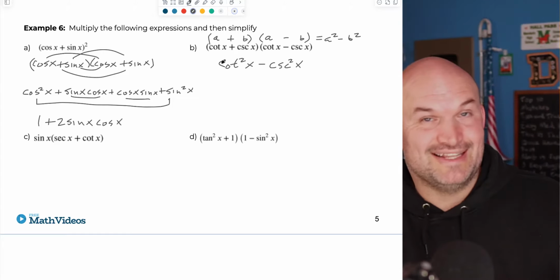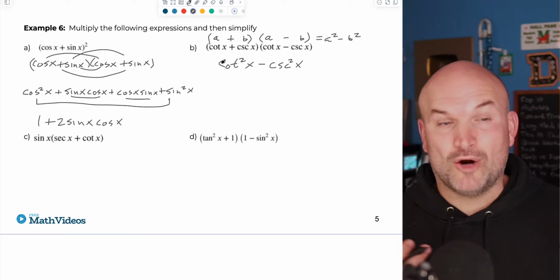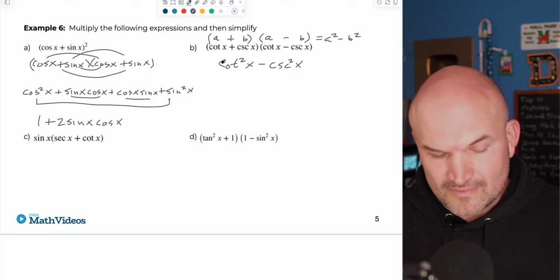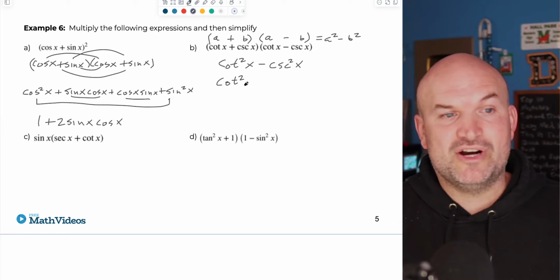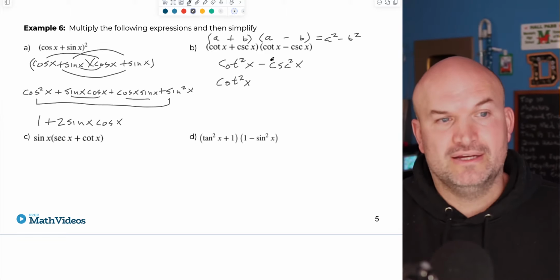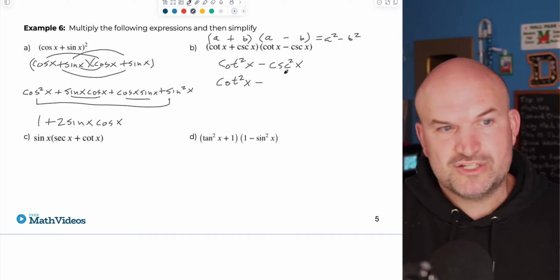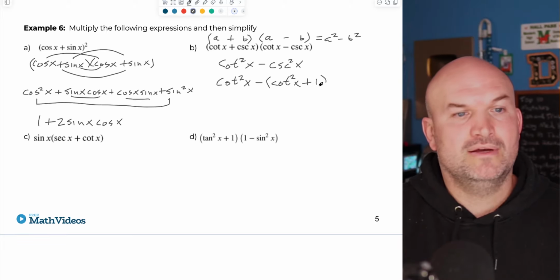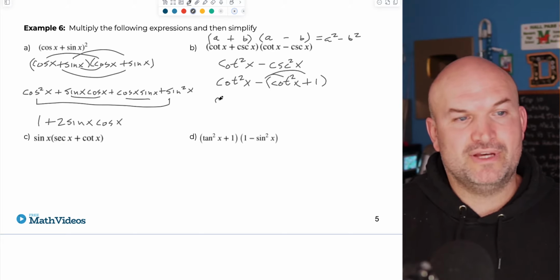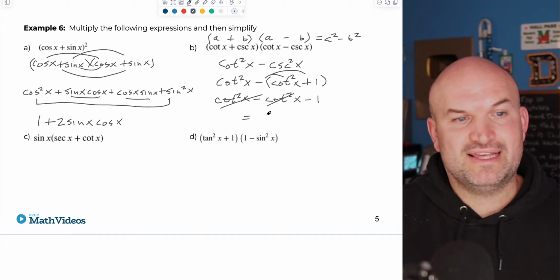Now, another thing I want you to recognize is that cotangent and cosecant are related via the Pythagorean identities. So I can actually further simplify this. Yes, I can apply the operation, but again, it said to simplify or look to simplify. So I can rewrite cosecant squared as cotangent squared of x plus 1, or 1 plus cotangent squared of x. So I can rewrite this as cotangent squared of x minus, in parentheses, cotangent squared of x plus 1. Now again, apply the distributive property, and you get cotangent squared of x minus cotangent squared of x minus 1. Well, those are going to divide out, and we're just going to be left with a negative 1.